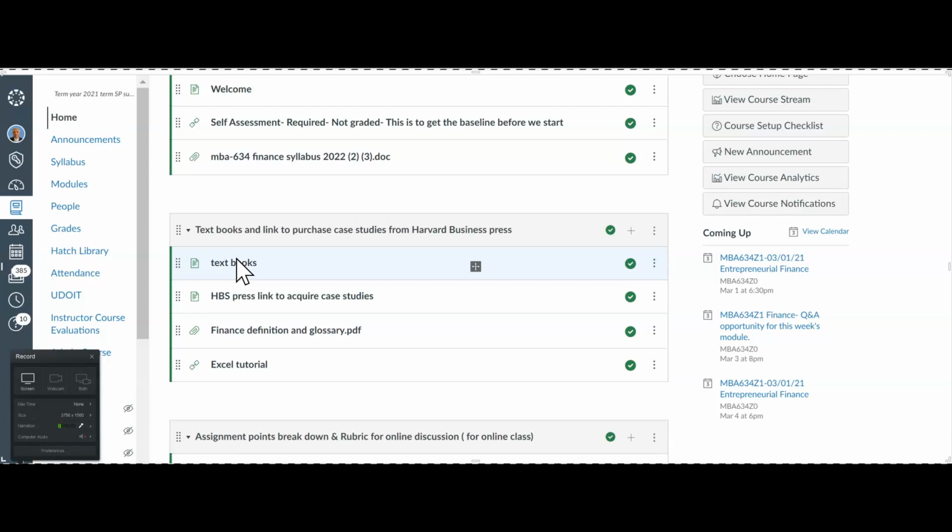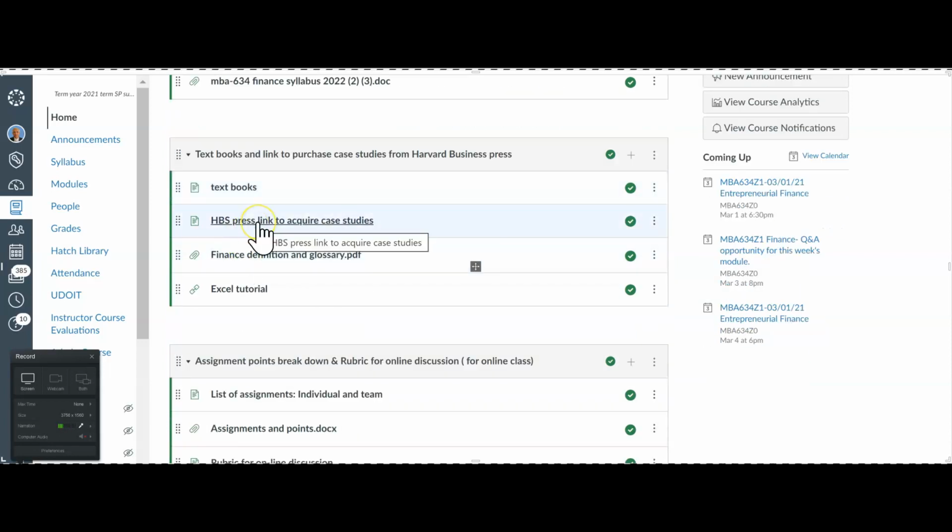To help out students that registered late and may not have the book in hand yet, I've copied chapter 2, which is the only chapter you need for week one, and added it to module 1. Case studies, you don't need right now as far as this week is concerned, but you should have them. We've also added a finance definition and glossary PDF. It's good information, handy for you to look at. And also an Excel tutorial.